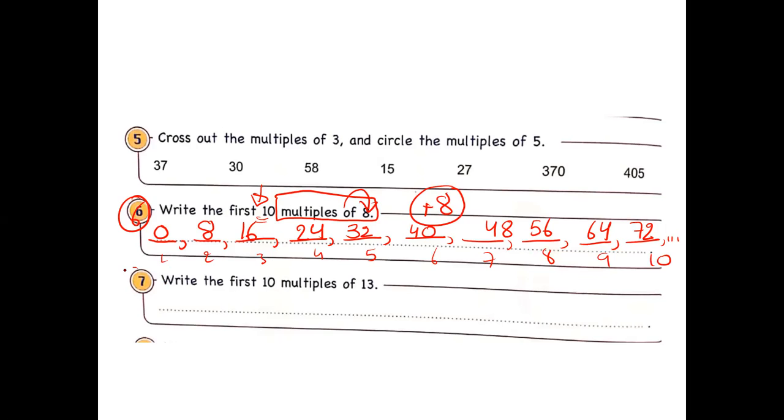On Friday, you will do exercise 7 as homework. You will write 10 multiples of 13. So you have to add how much? You have to add 13. Write just 10 numbers. So you will write first 10 dashes. Then you will start with 0, continue by adding 13.